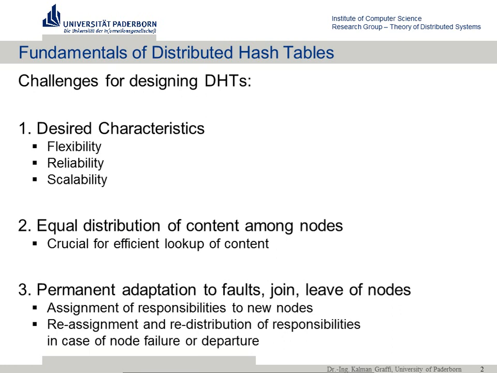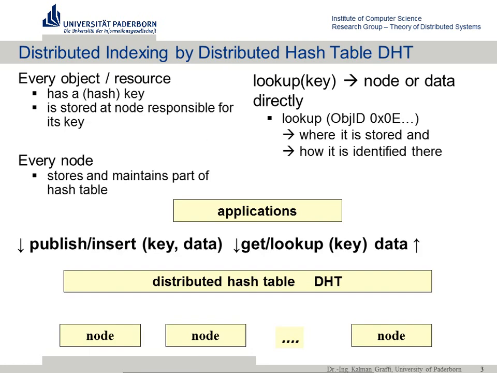So what should they do? The next slide is basically how they should look like. What they can do is that for every object that has an identifier, one responsible node is found, and it is stored at that node.